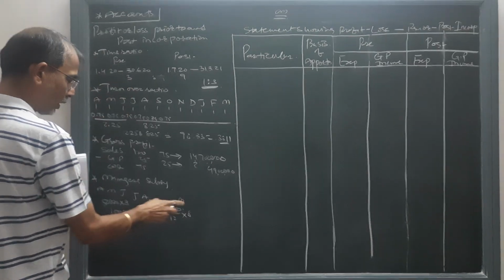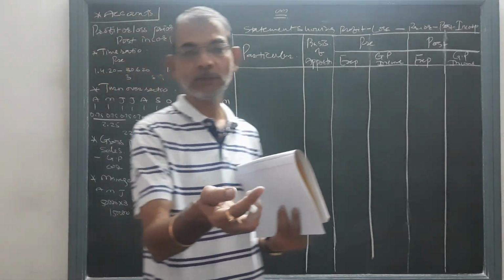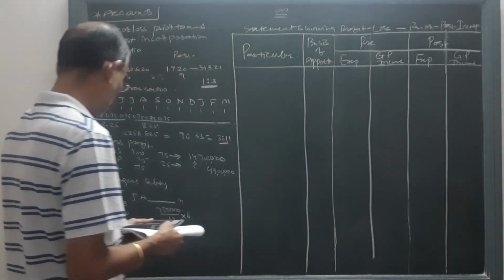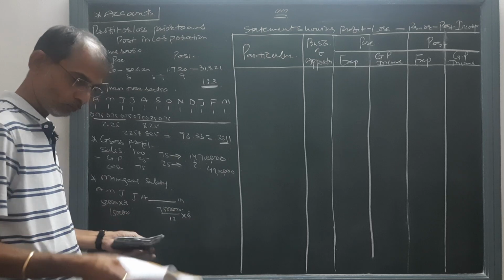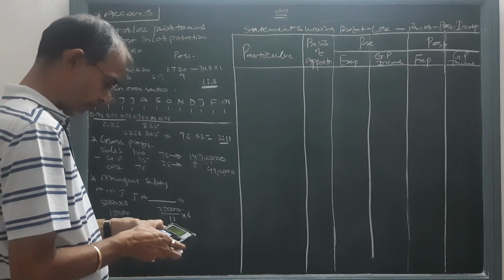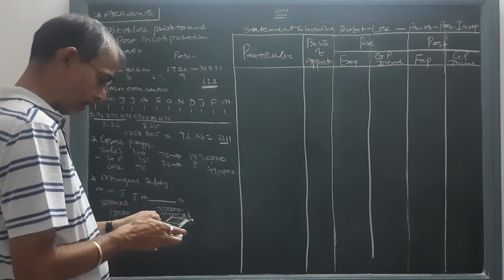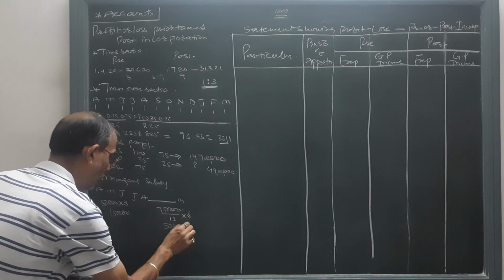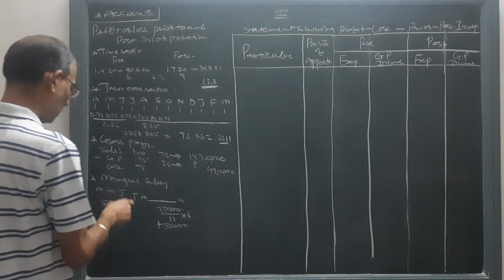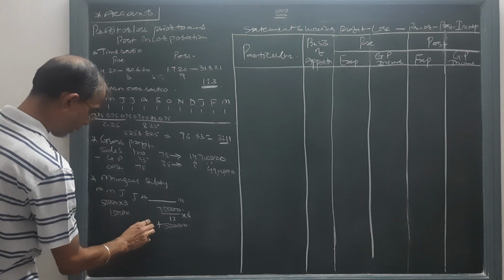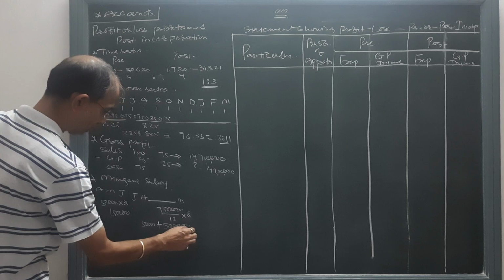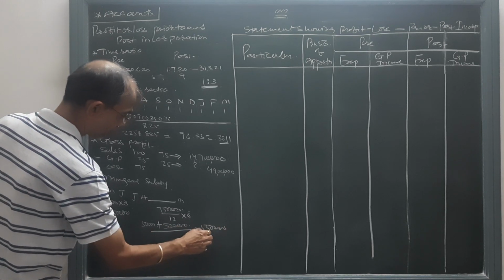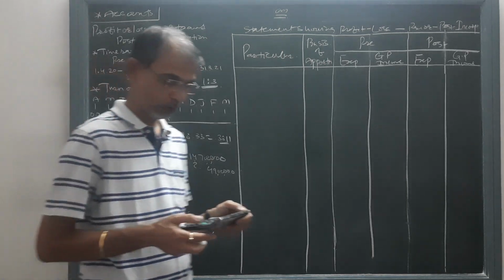8 months: August, September, October, November, December, January, February, March. For the 8 months he will receive 7,50,000 divided by 12 into 8, that is 5 lakh. Plus for the month of July he will receive 50,000. So his post period salary will be 5,50,000.